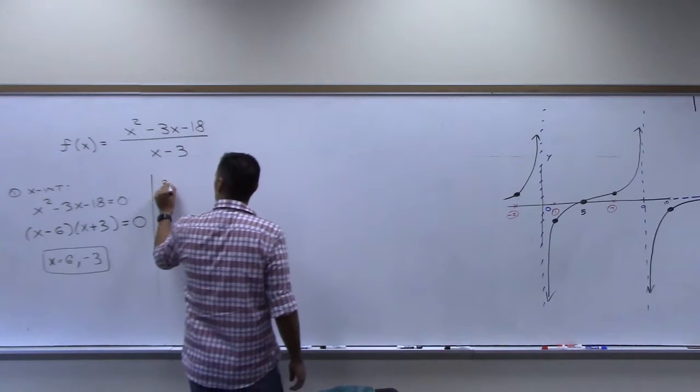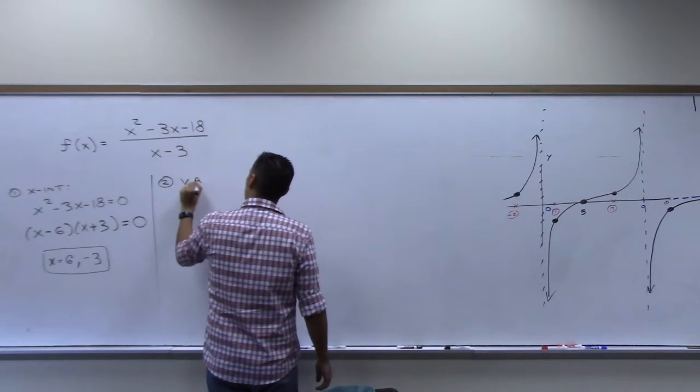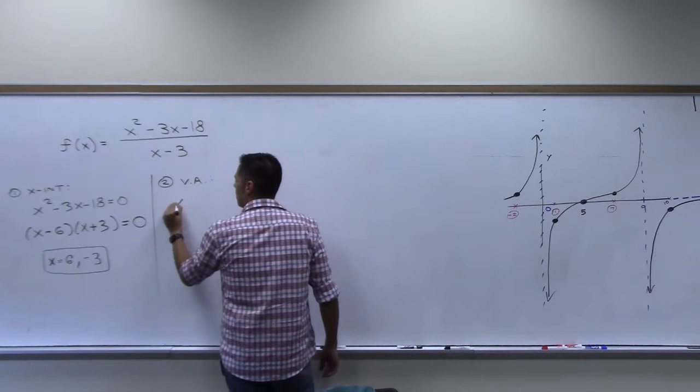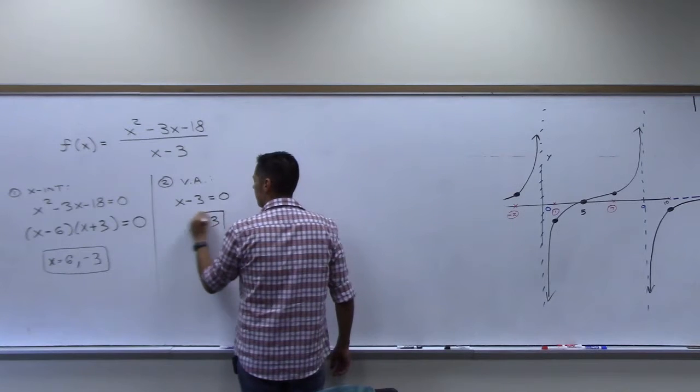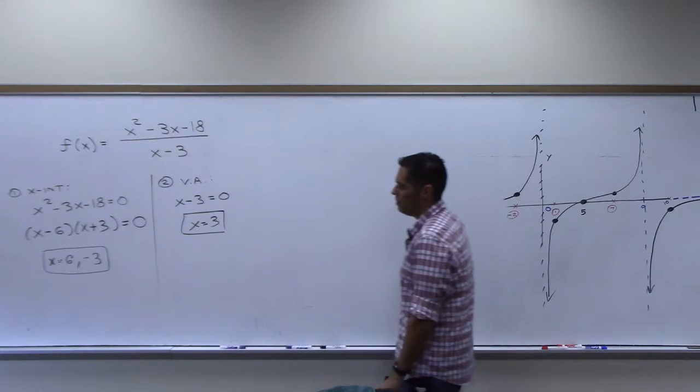Second step, vertical asymptotes. To do that, I set the denominator equal to 0, and I just get one answer, 3. And isn't that nice?